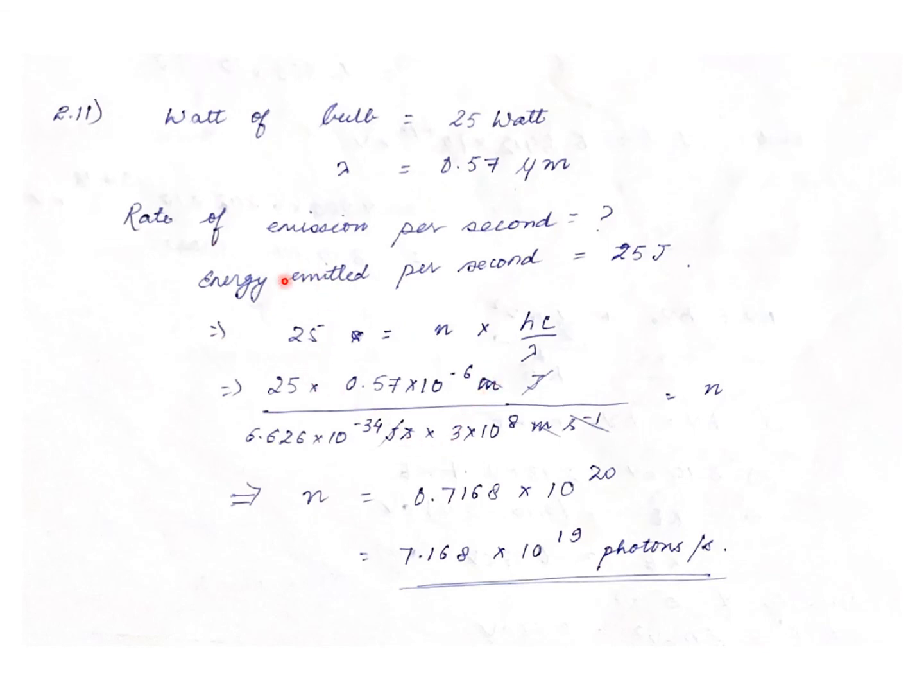So you just put 25 in energy, and n will be the number of photons emitted per second, and you need to put the value of hc upon lambda. Lambda is also given in micrometer, that you need to convert into meter. So sorry, 1 micrometer equals 10 to the power of minus 6 meter. That is how you will calculate this, and you will get the number of photons emitted per second.